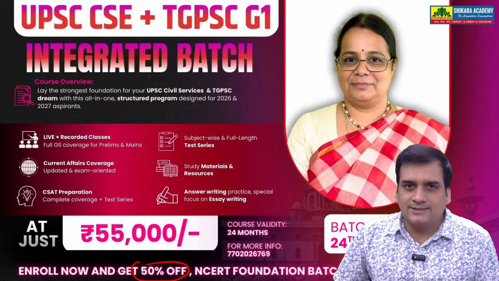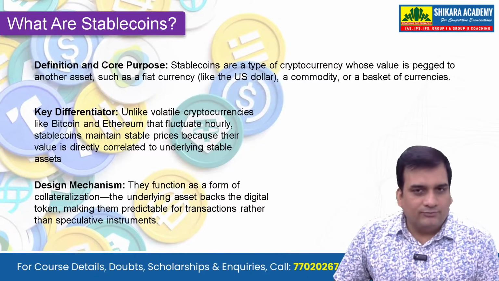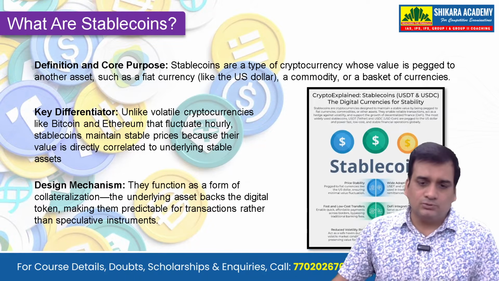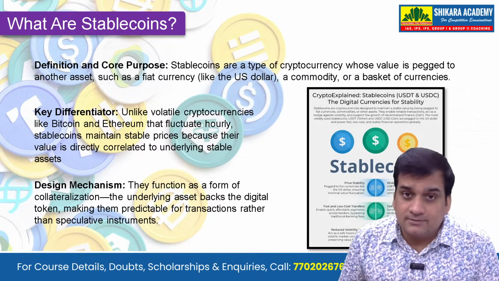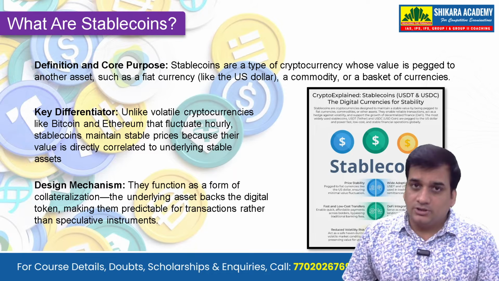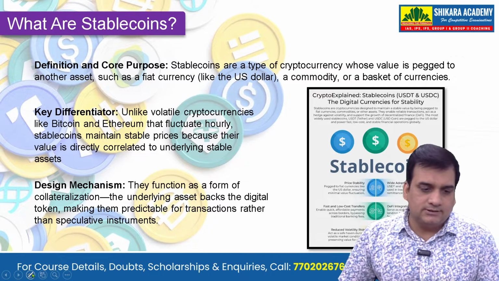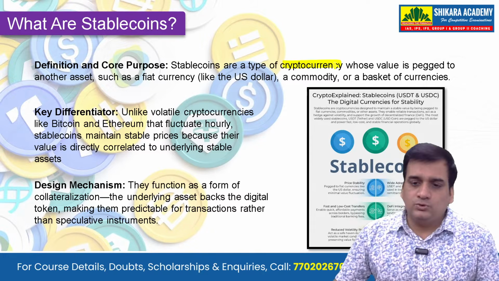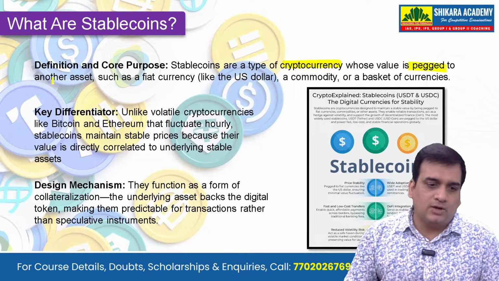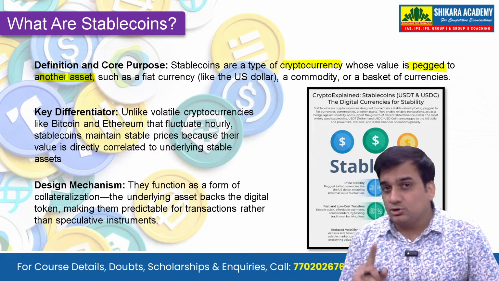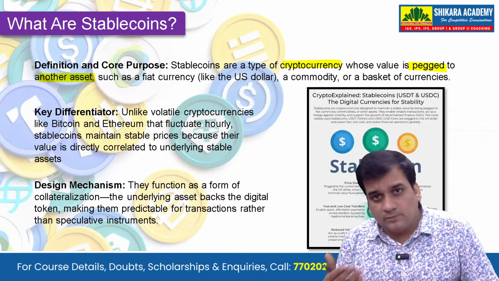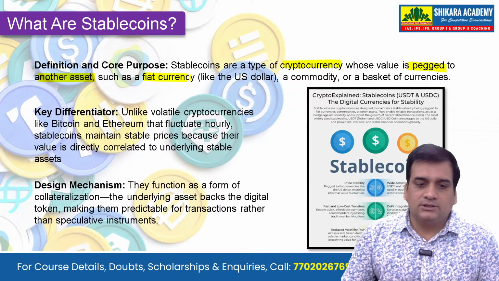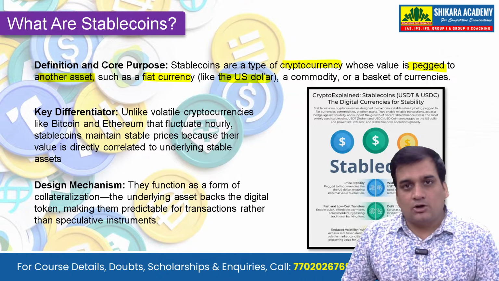So you should not waste any time, and we are going to continue with stable coins. So what actually are stable coins? When you talk about the definition and the core purpose, stable coins are a type of cryptocurrency whose value is pegged to another asset. Now this is not the case with cryptos, whose values are not pegged to any other asset, but here you have it pegged to a fiat currency like the US dollar or the rupee.